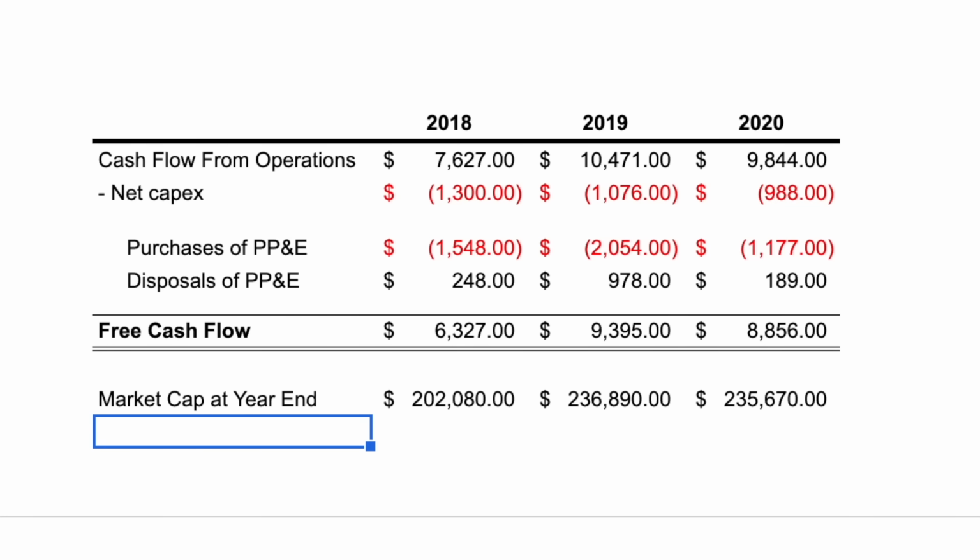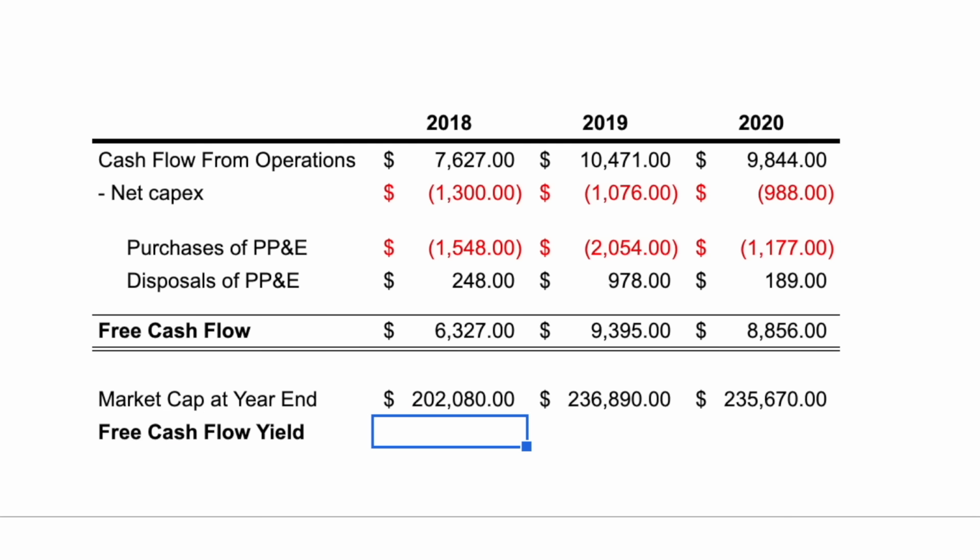When I'm evaluating stocks, one of the metrics that I like to look at is called free cash flow yield. This is calculated by taking a company's free cash flow and dividing it by its market cap. This calculation leaves you with a percentage. So in the case of Coca-Cola, we can see that the free cash flow yield has hovered around 3 to 4% in the past. All else being equal, the higher the free cash flow yield percentage, the better.